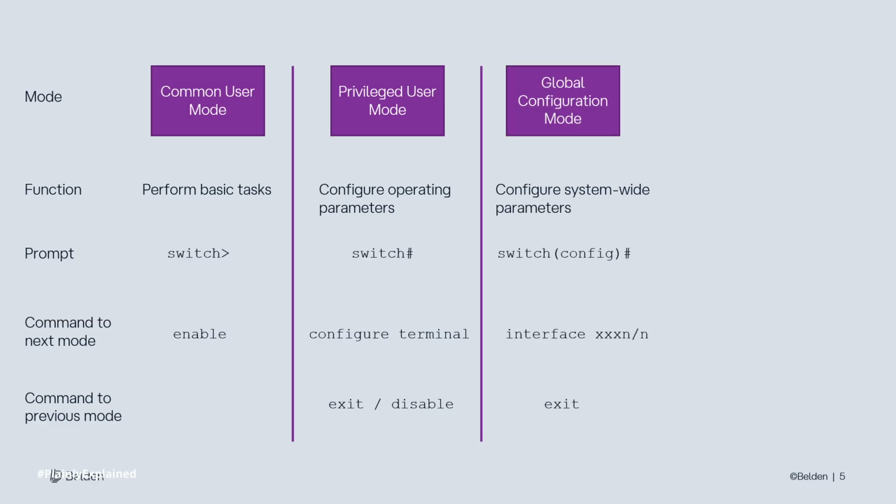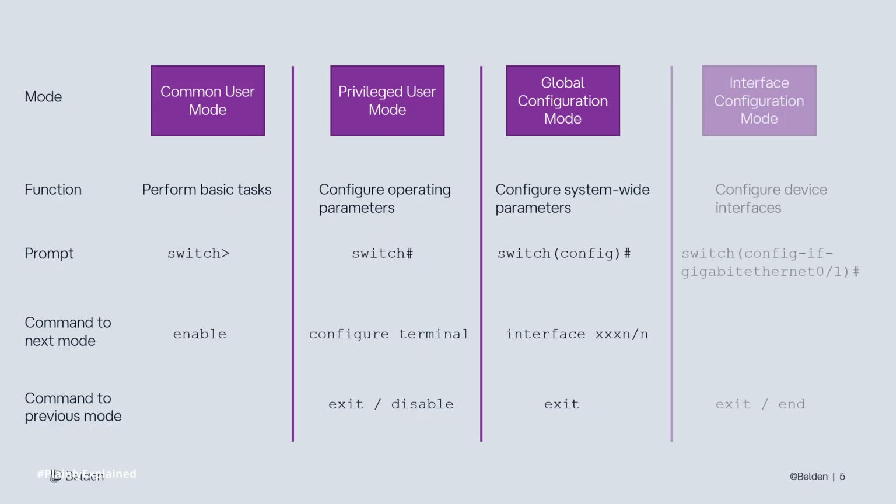Global configuration mode is used for making changes that affect the entire device. It's used for configuring device-wide settings like hostname, passwords, and global features. Interface configuration mode is a sub-mode of global configuration mode. It's used for configuring interface-specific settings like IP addresses and status. There are other modes, but these are the ones we'll use for the demo. If you're not sure which mode you're in, just look at the CLI prompt.